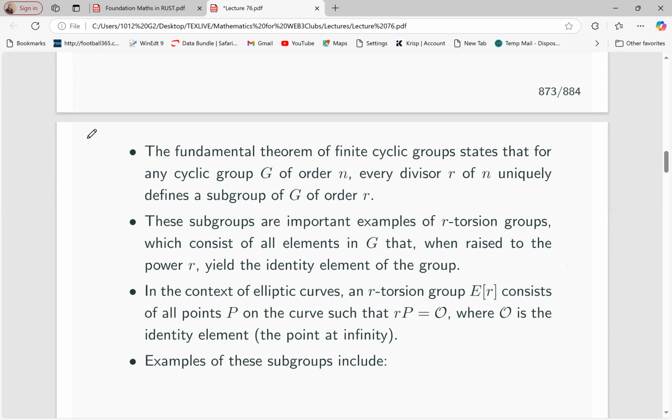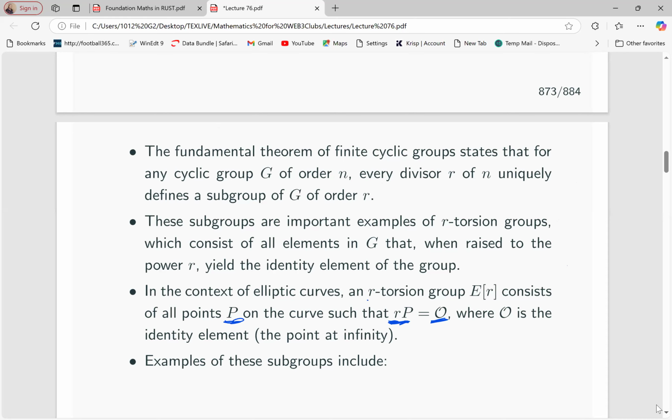Good. That is now where we want to do some examples. Let me just remind you again what we mean by a torsion point. A point P is said to be torsion if you can find an R such that R multiplied by P gives us the identity element. So can we find R such that R multiplied by P will give us the identity element, the point at infinity?